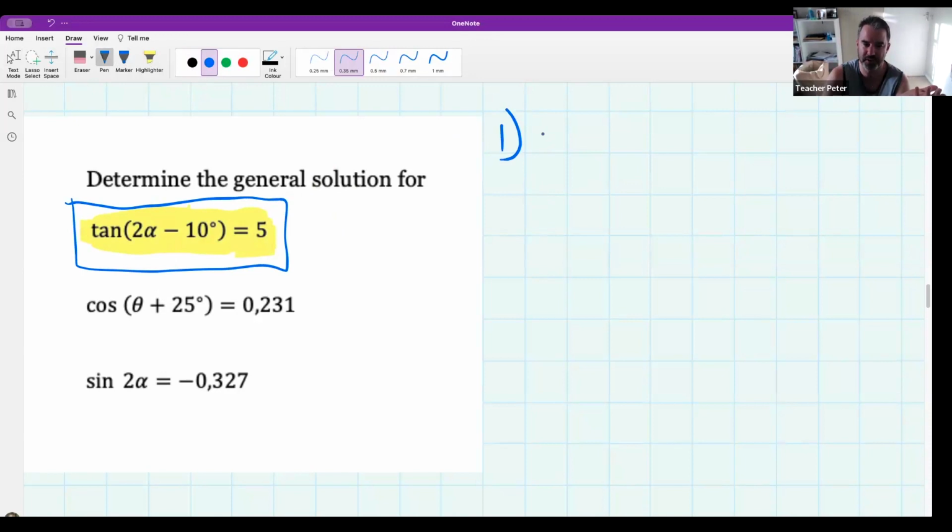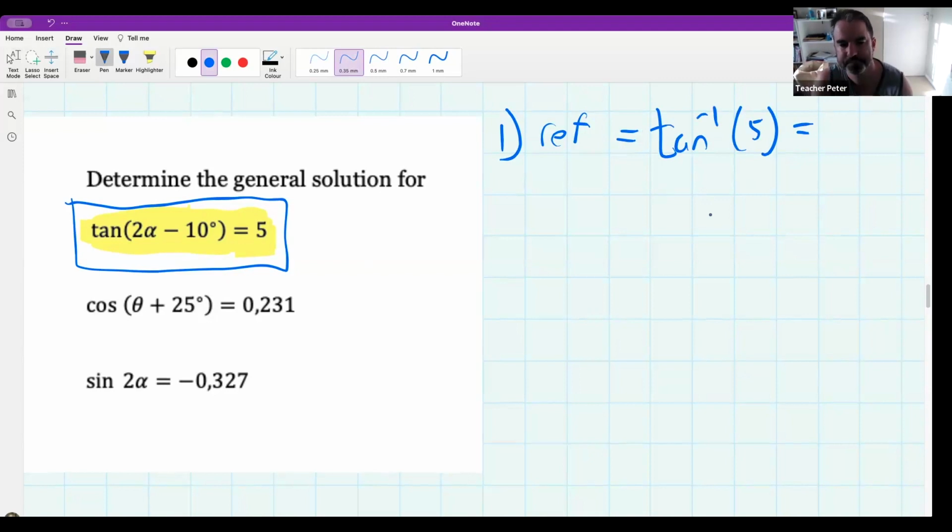Reference angle. It's almost so predictable, isn't it? Reference angle. And what is my reference angle for tan going to be? I'm going to start relying on you almost entirely now. So the reference angle is going to be the inverse tan of 5, but you're going to need to get some help from your calculator. So what is inverse tan of 5 equal to? What is the actual reference angle going to be? 78.69, or I'm going to round it off to 78.7.